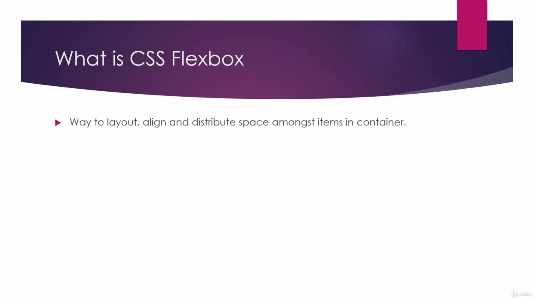CSS FlexBox is a way to lay out, align, and distribute space amongst items in a container. So if you're using a div container in your website to distribute some space among elements, CSS FlexBox is going to provide you a way to lay out those elements, align those elements, and distribute those elements which are present in that container. So let's say you have a container with some items in it. Using CSS FlexBox, you can specify the proper layout, alignment, and distribution of space between those elements.